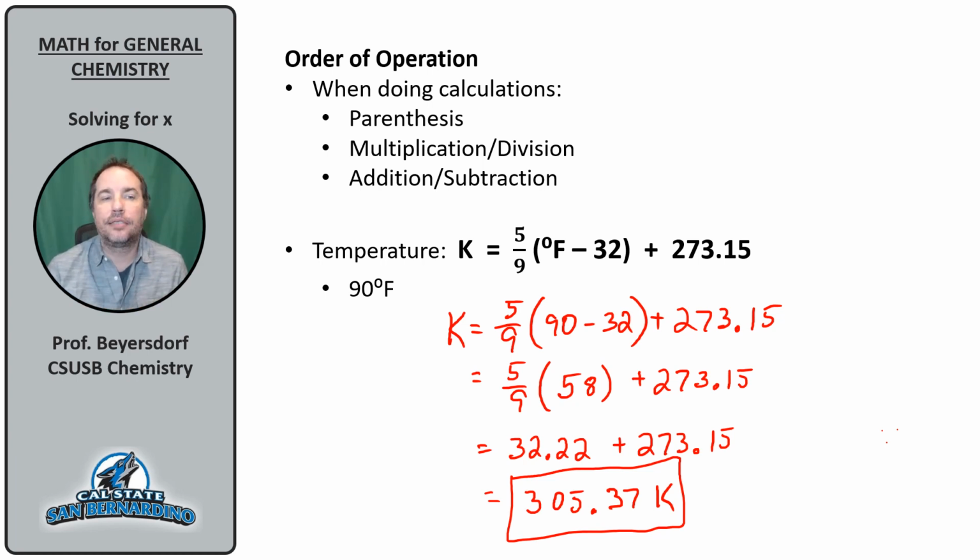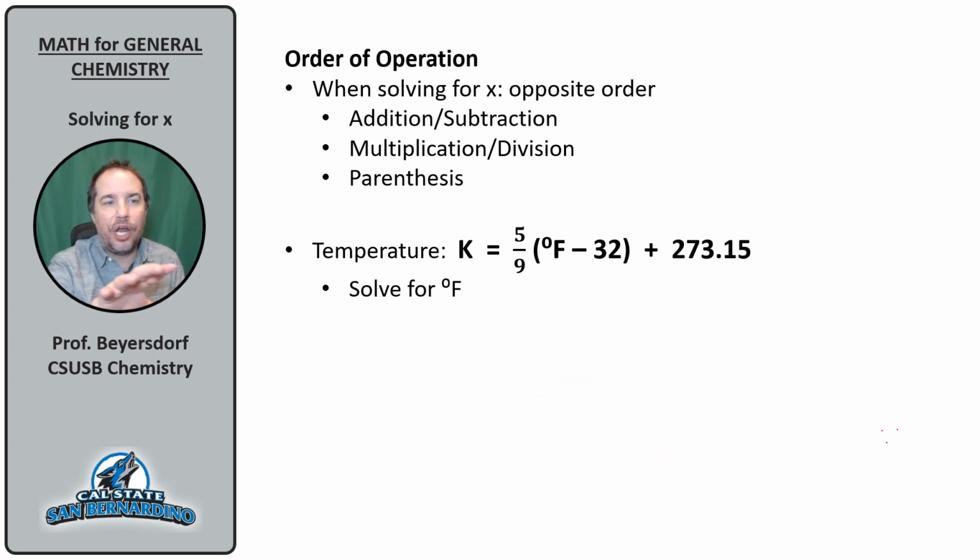Well, what happens if I want to rearrange this equation, Kelvin equals 5/9 parentheses Fahrenheit minus 32, plus 273.15, and I want to solve for Fahrenheit? We want to do this a lot of times, take an equation and rearrange it. So in this case, in order to do it, I do the opposite of how I did the calculations. So remember when we did calculations, we started with parentheses. That's going to be the last thing we do.